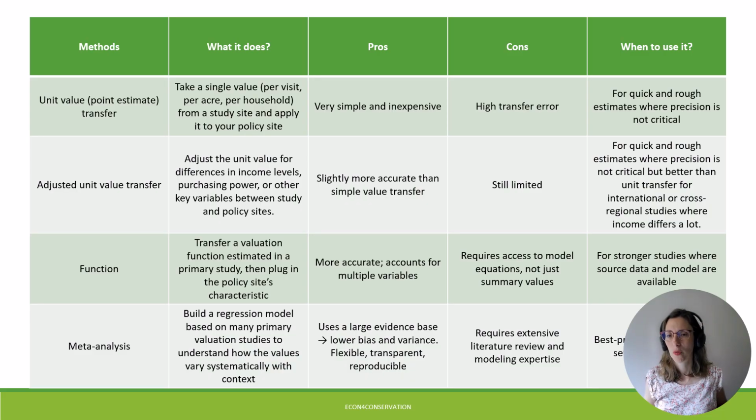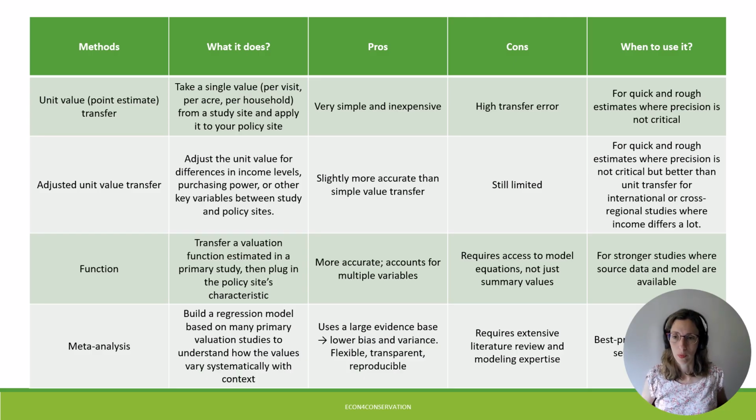The benefit transfer approach has several methods. First is the unit value transfer method, sometimes called point estimate transfer. This is the simplest form of benefit transfer. You take a single value, like a willingness to pay per household or per visit from an existing study, then you scale it up to your policy site based on population or area.